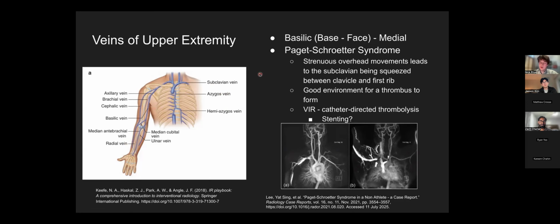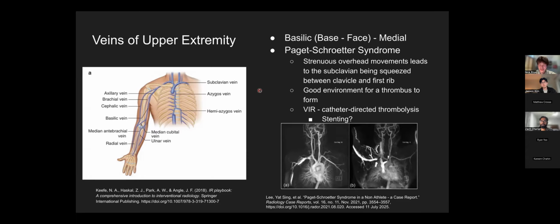Some clinical correlate in this region is Paget-Schroetter syndrome. So if a patient comes in and they had strenuous overhead movements, that could lead to the subclavian vein being squeezed between the clavicle and the first rib. This is a very good environment for a thrombus to form. So VIR would come in and they would do catheter-directed thrombolysis.